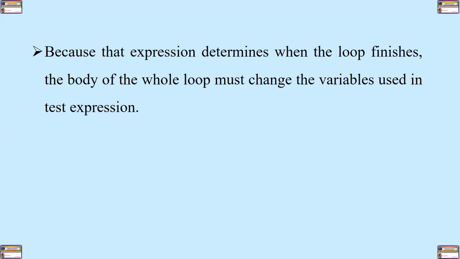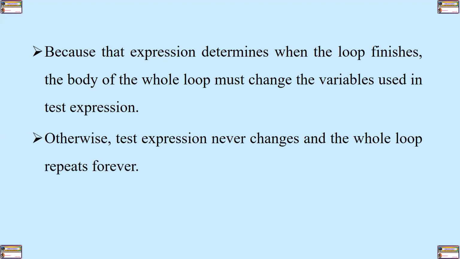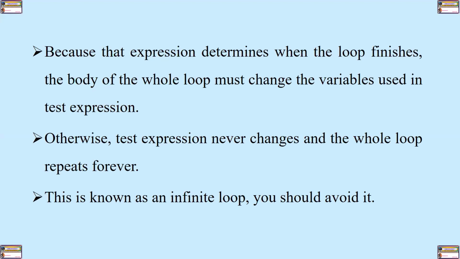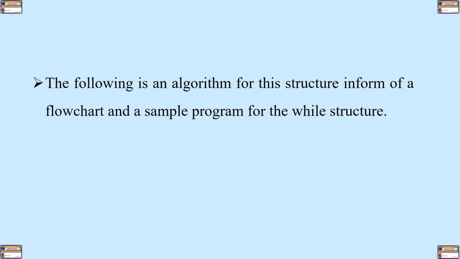Because that expression determines when the loop finishes, the body of the whole loop must change the variables used in the test expression. Otherwise, the test expression never changes, and the whole loop repeats forever. This is known as an indefinite loop, which you must always avoid in programming.